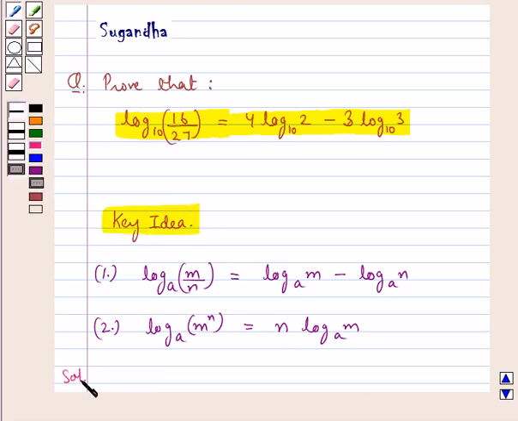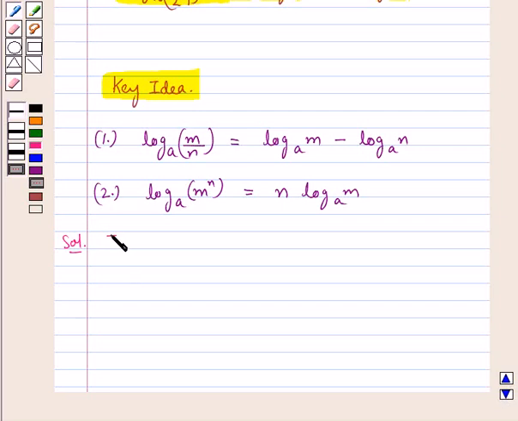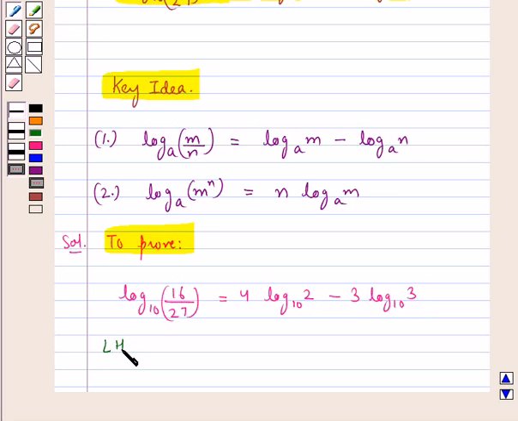Let's proceed with the solution now. We need to prove that log of 16 upon 27 to the base 10 is equal to 4 into log 2 to the base 10 minus 3 into log 3 to the base 10. Let us first consider the LHS, which is log of 16 upon 27 to the base 10.